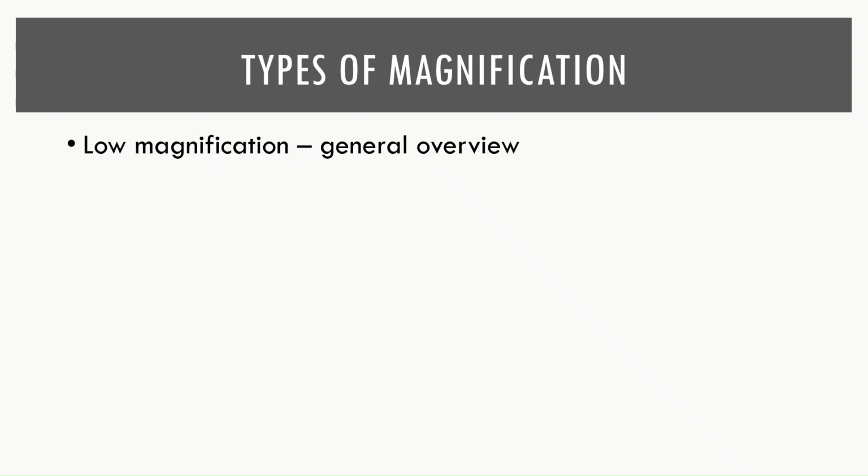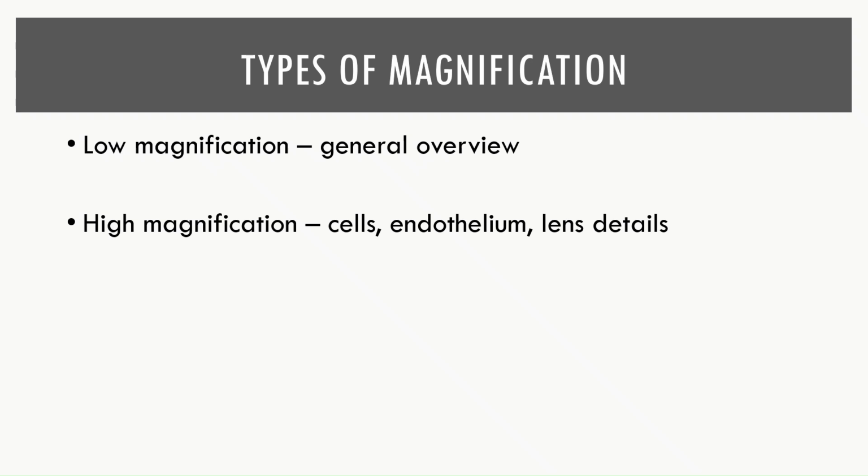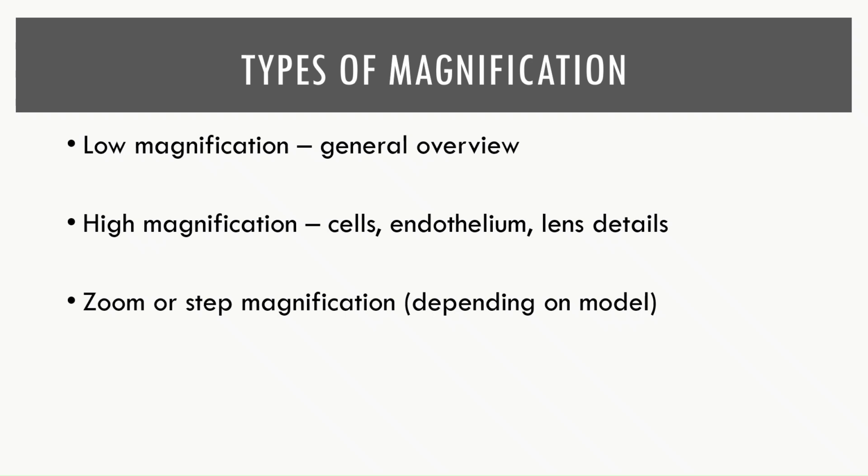Low magnification is used for general inspection, while higher magnification helps in identifying finer details such as corneal endothelium, anterior chamber cells, and lens opacities. It can be zoom or step magnification depending on the model of the slit lamp.